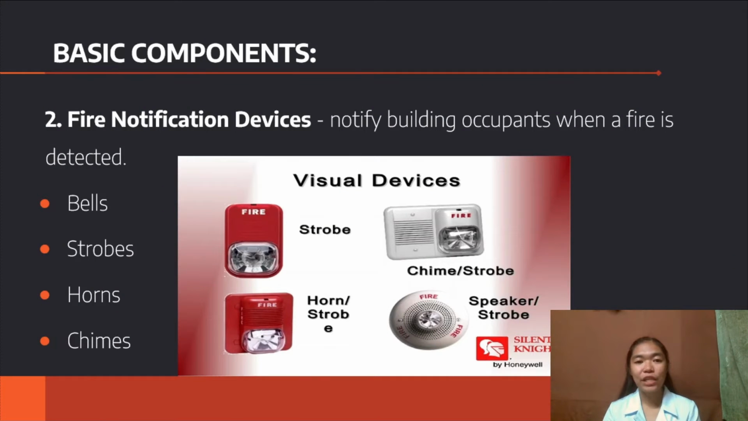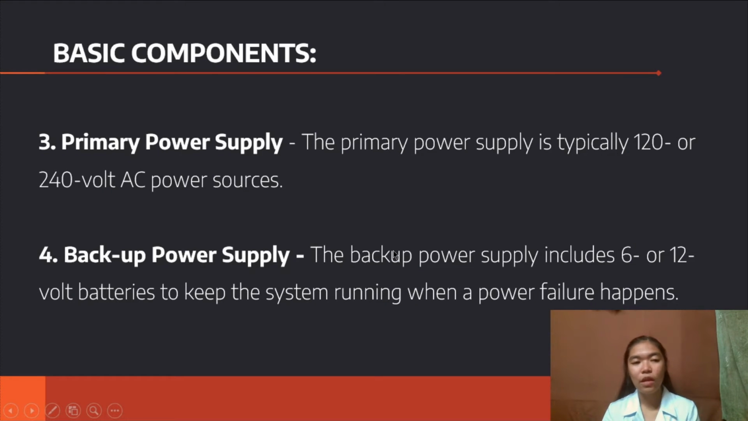2. Fire notification devices. These devices notify building occupants when a fire is detected. Examples of these are bells, strobes, horns, and chimes. 3. Primary power supply. The primary power supply is typically 120 or 240 volt AC power sources. 4. Backup power supply. The backup power supply includes 6 or 12 volt batteries to keep the system running when a power failure happens.